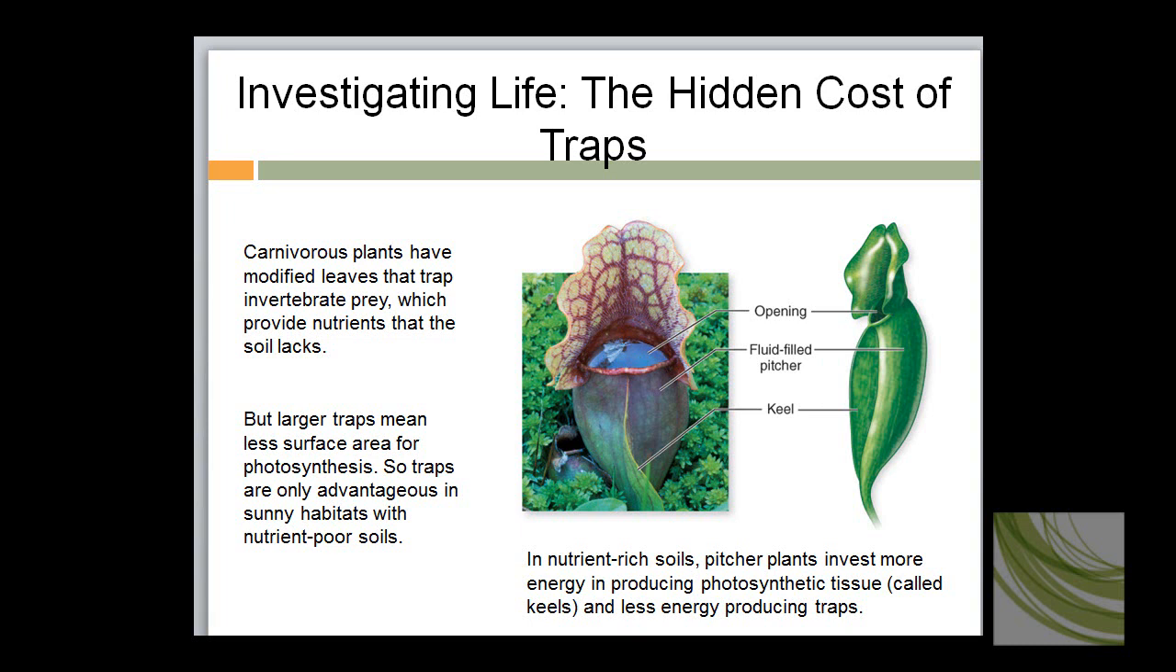These carnivorous plants are pretty fascinating. Okay, so certainly worth taking a look at. That wraps up chapter 21.